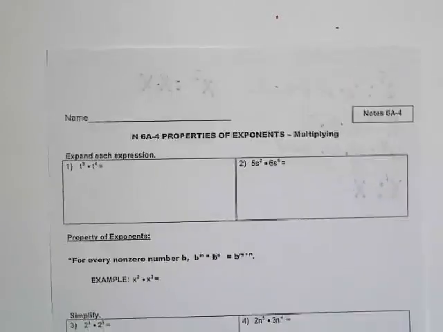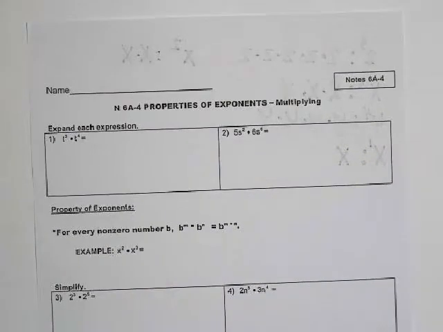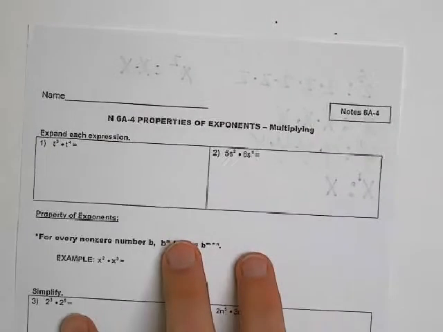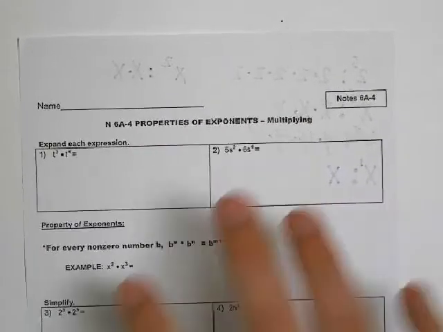Okay. Now let's actually talk about what we're doing today. We're talking about properties of exponents, and today we're multiplying. Tomorrow you're dividing, and then we're going to have a math test the next time I see you. And then Friday we're going to go right back to the stuff. But for now we're going to multiply, and then later we're going to divide, alright? And that's what we're doing today.